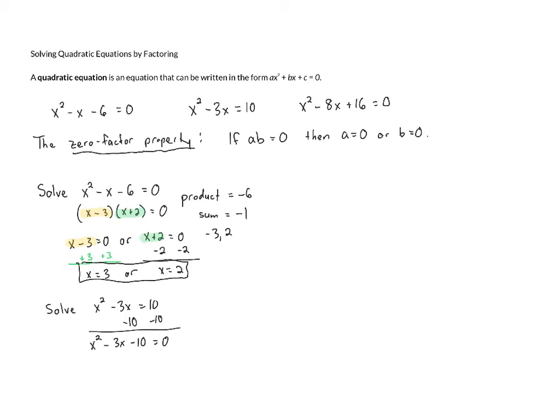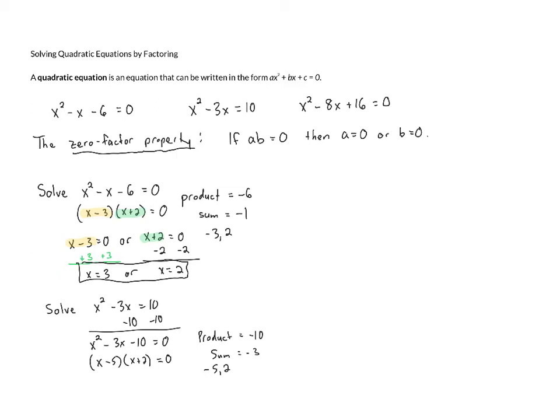Now, when we factor this, we're going to unfoil because it's a trinomial, and we have a leading coefficient of 1. So we're looking for two numbers that have a product of -10 and a sum of -3. Those numbers end up being -5 and 2. So when we factor this, we get x minus 5 times x plus 2 equals 0.